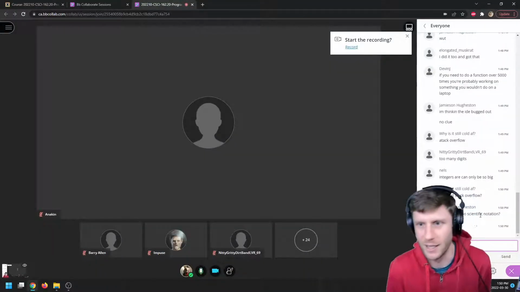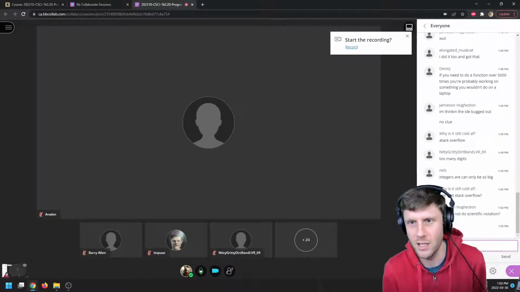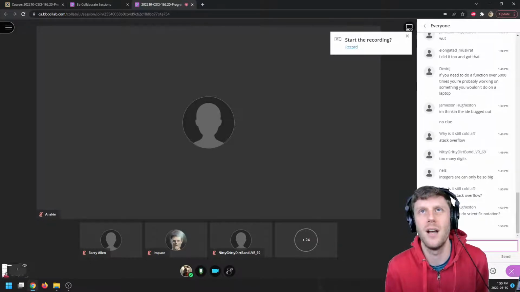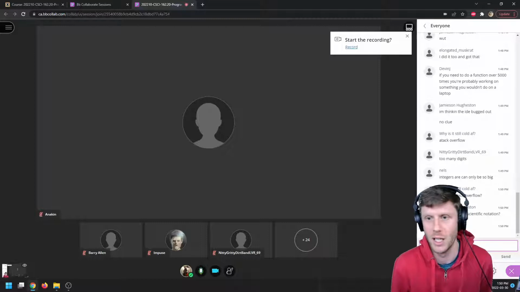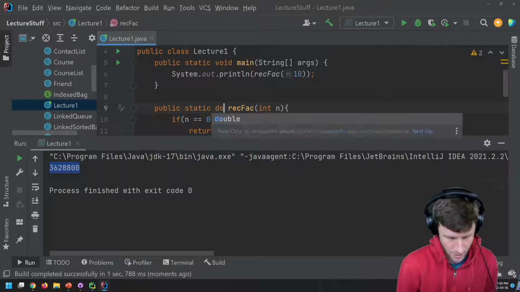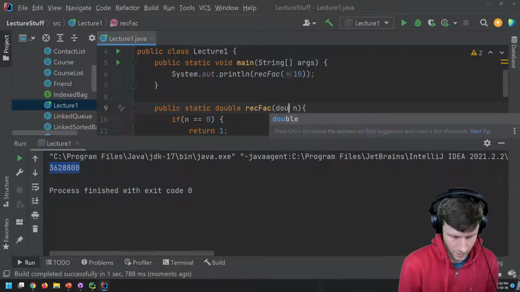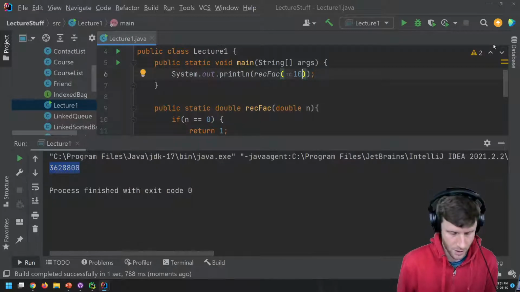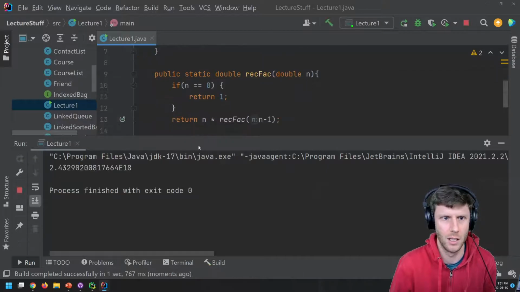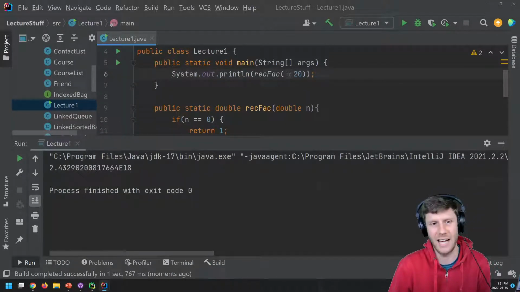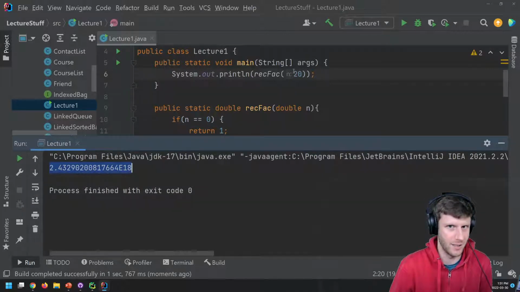Okay. Can Java not do scientific notation? If you want numbers that big, you're going to need to use something like... Java will do scientific notation, but let's change this to double. So at 20, did it bug? Let's see what happens if we run it here. See, because a double actually has more bytes allocated to it, it can represent bigger numbers. But we're still going to have an issue eventually.